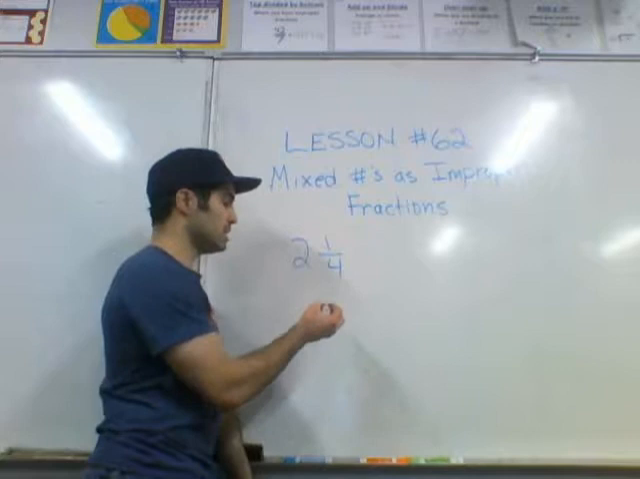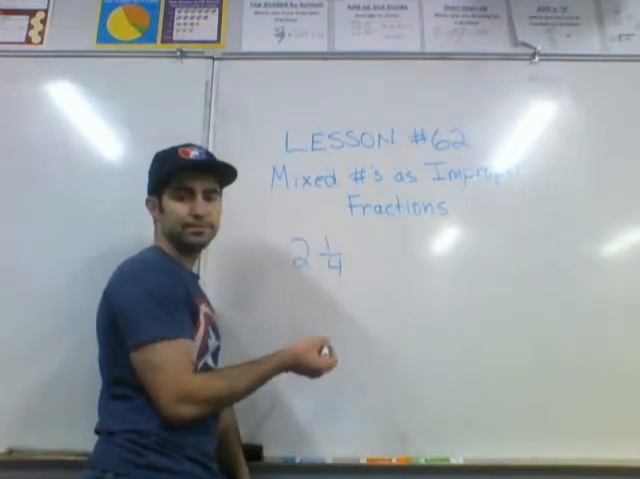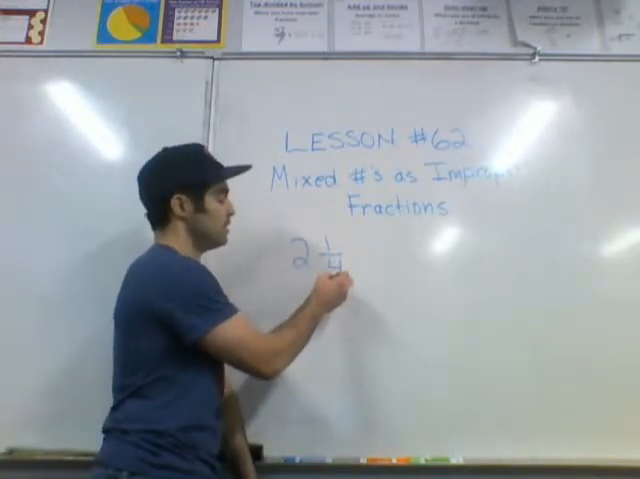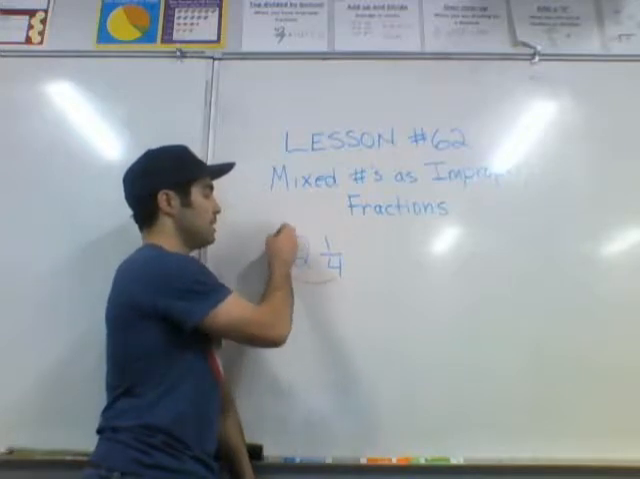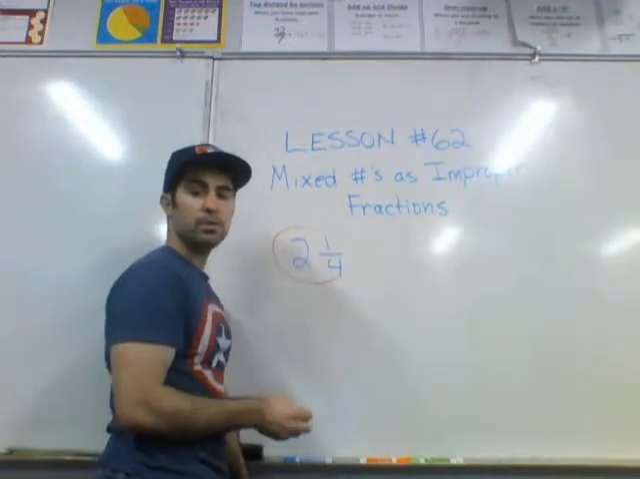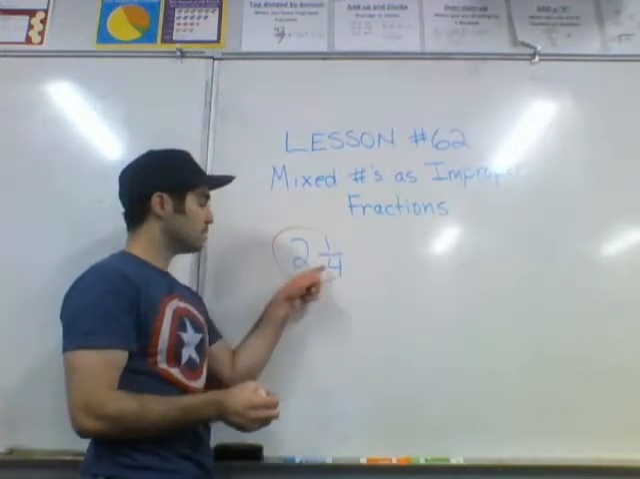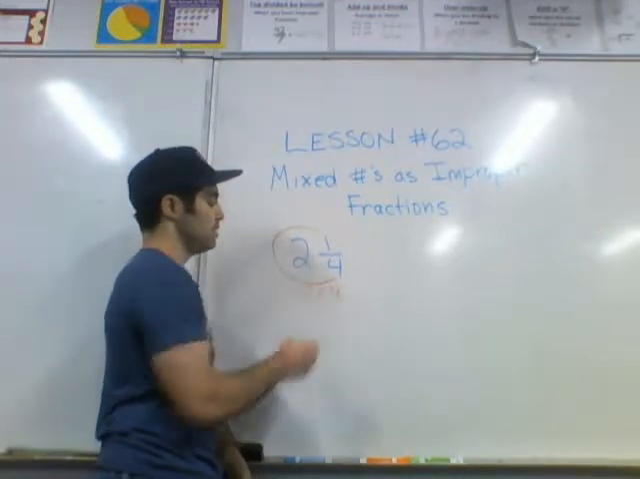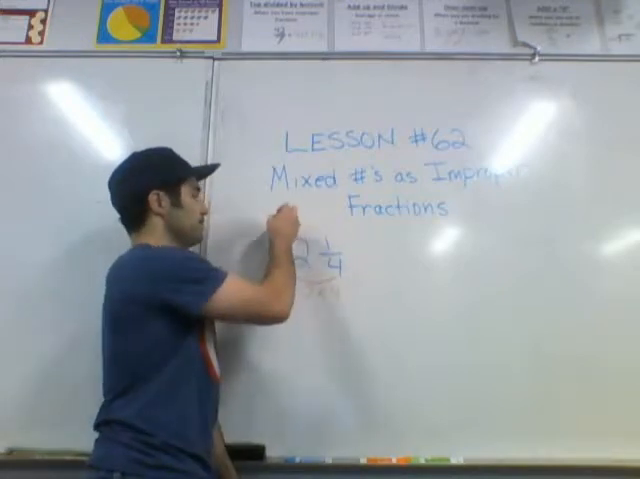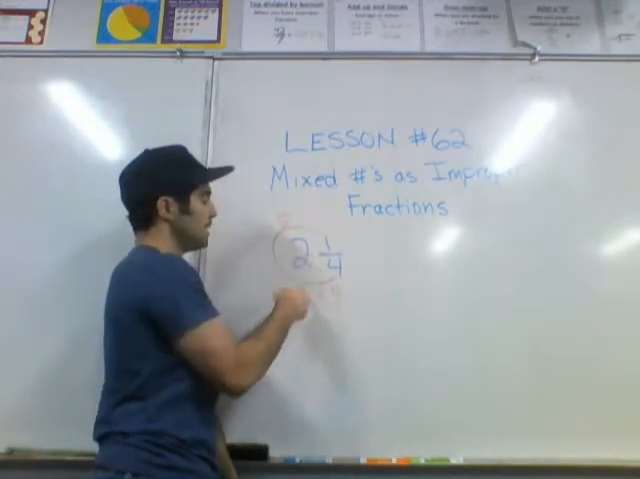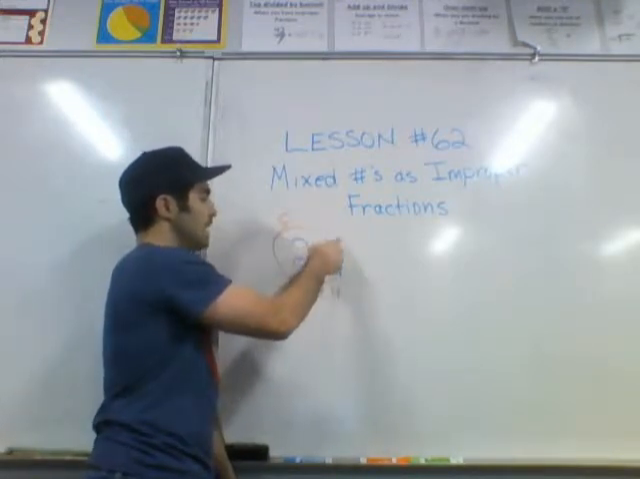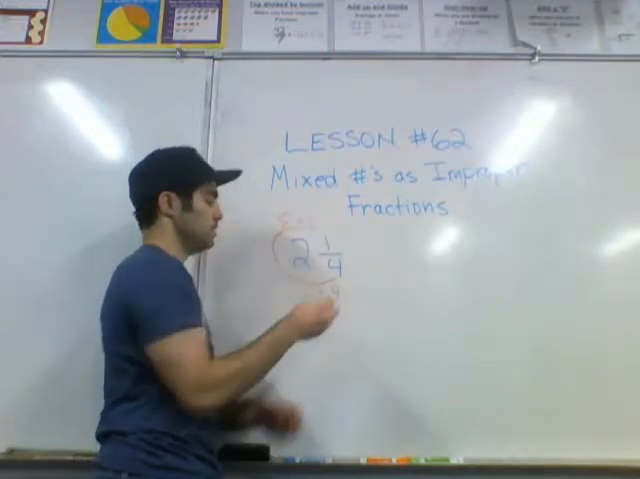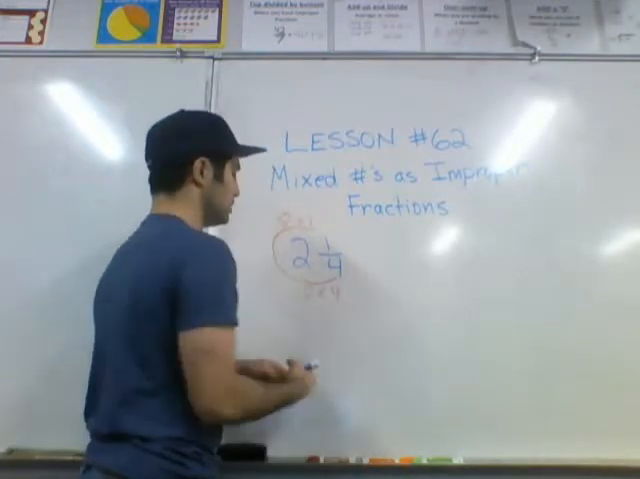I call it the backward C because you'll see why. I start down here and I come up and around. Backward C. Okay? So I'm going to take 4 times 2. I'm going to get 8. Then I'm going to take, now I have 8, and I'm going to add the numerator, plus 1. Okay? It's called the backward C.